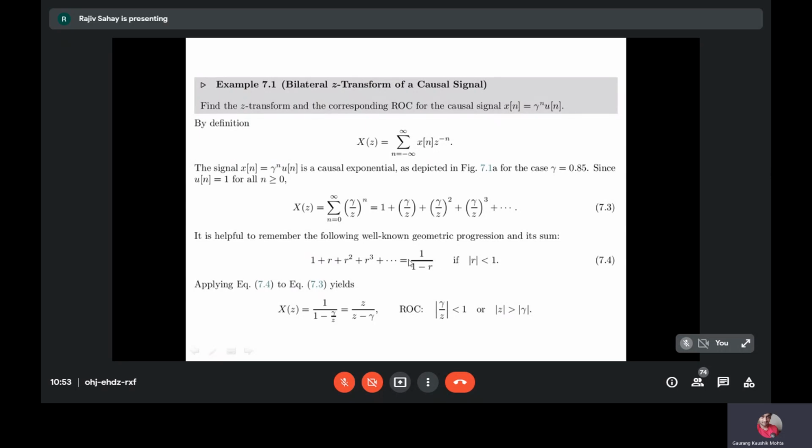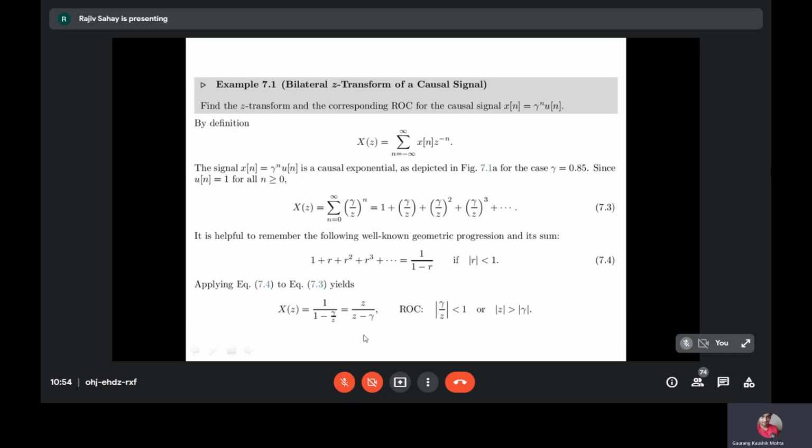So 1 by 1 minus r is the closed form expression for an infinite geometric progression, and mod of r is less than 1. So you apply this formula here, where r is equal to gamma by z. So you get 1 by 1 minus gamma by z. If you simplify this, this becomes z by z minus gamma, or 1 by 1 minus gamma z inverse. That is what it becomes.